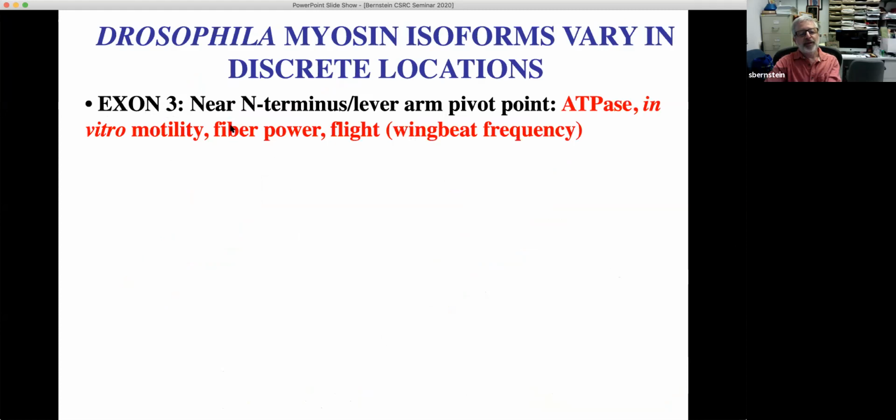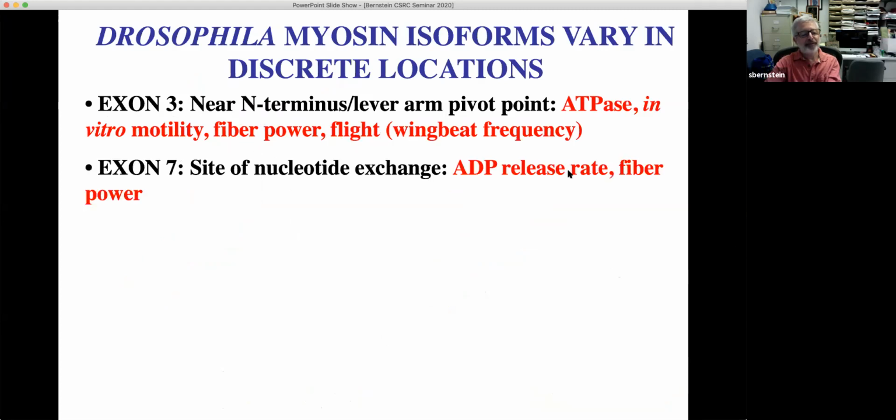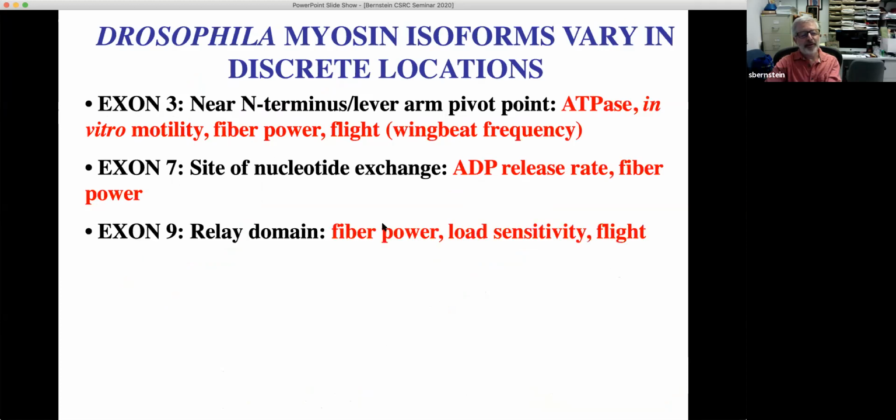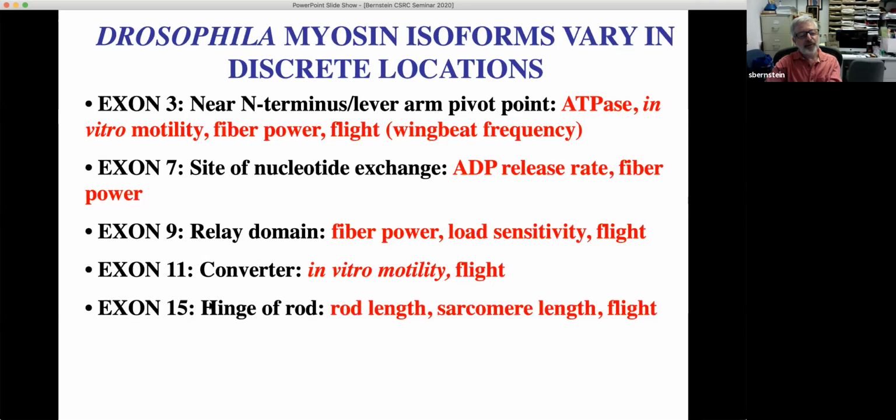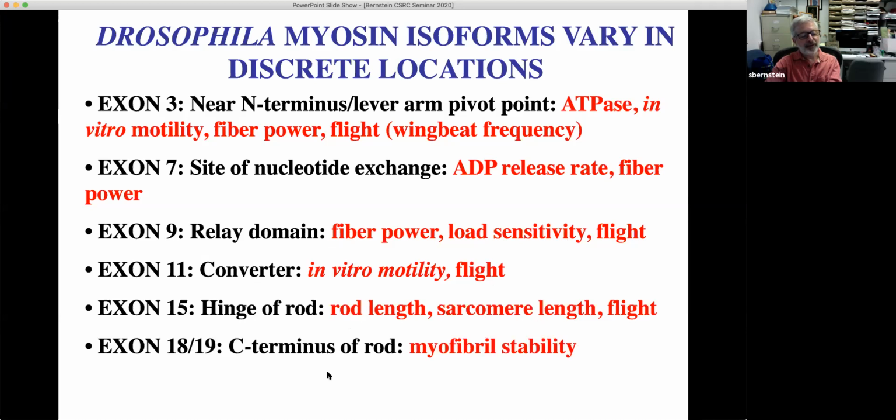So this region near the N-terminus seems to affect the ATPase, the in vitro motility, the fiber power, and the flight ability of the fly. The region near the nucleotide binding site affects the ADP release rate and the power ability of the fibers. This region called the relay domain affects fiber power, load sensitivity, and flight. The converter domain affects in vitro motility and flight, and then two regions outside the head, the hinge, affect the sarcomere length and flight, and the C-terminus involves myofibril stability.